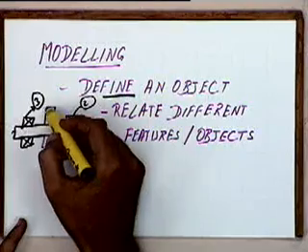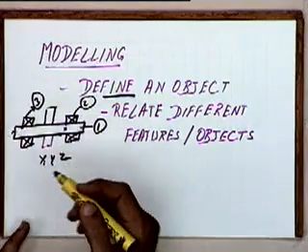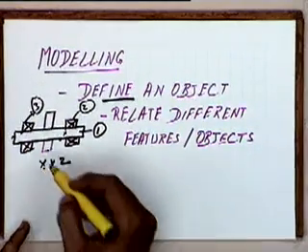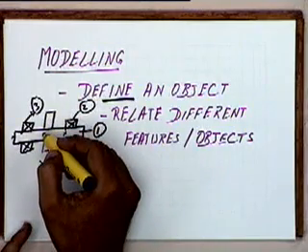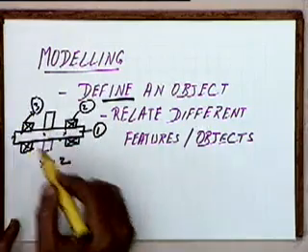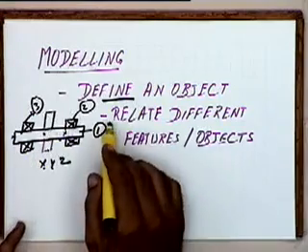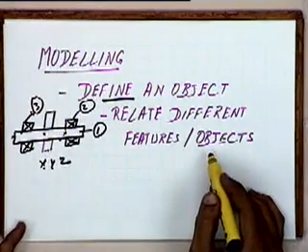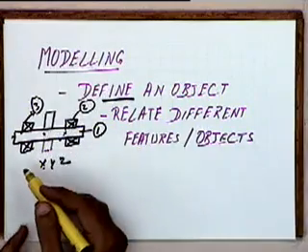Similarly, if you are talking of this mounting, which can be, let us say, a chain and sprocket or a gear, we will have to define that this sprocket, whose origin is here, is at a certain location with respect to this point. This is what we mean by we have to relate different objects. We have to relate them with respect to one another.